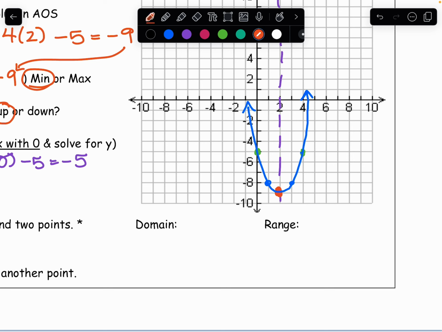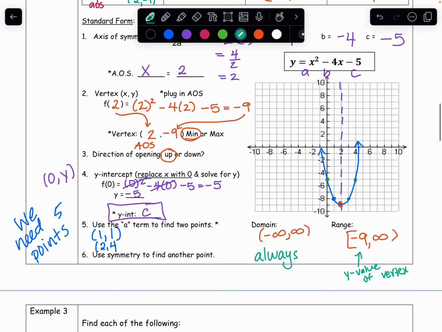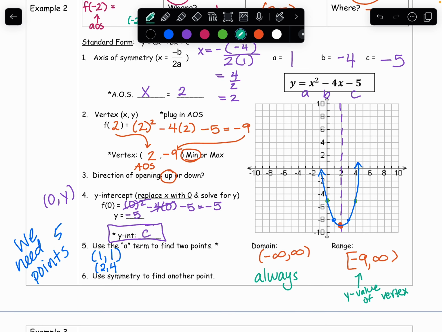And so our domain, as always, is negative infinity to infinity, and our range is bracket negative 9 to infinity. Now again, the domain will always be negative infinity to infinity, but your range will always have the y value of the vertex, because your vertex is either going to be your highest or your lowest point. So that is how to graph standard form. Let's go to the next page.